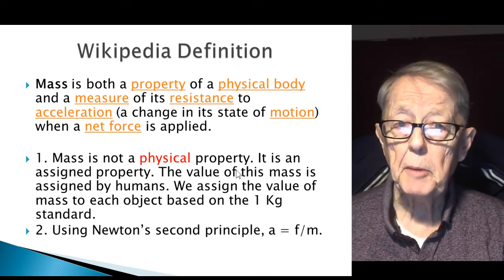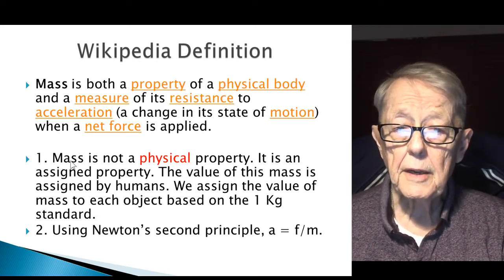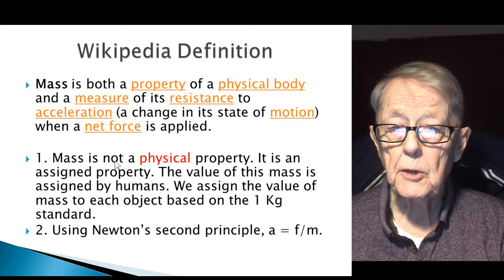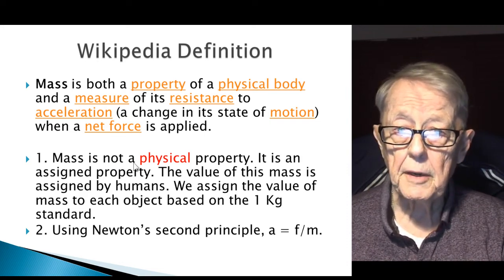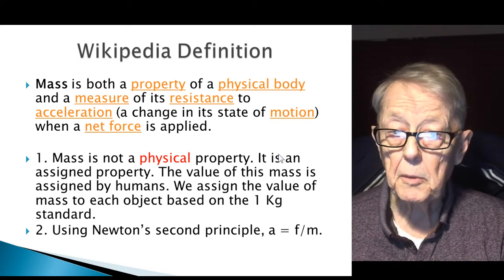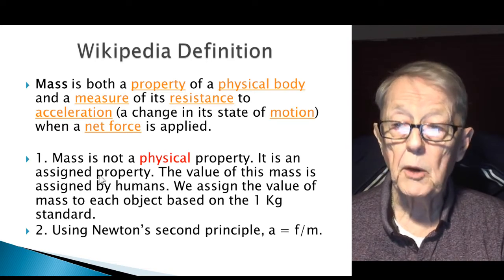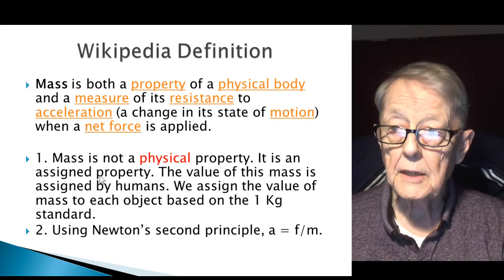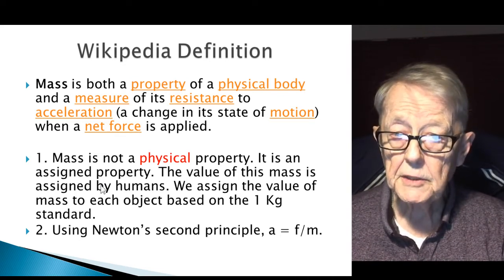One, it says it's a property of a physical body, but the particle model is going to emphasize that it is not a physical property. It doesn't say that here, but it leaves it open as to whether it's physical or not. In terms of the particle model, I claim it is an assigned property. We assign the value of mass, the concept of mass, to an object. The value of the mass is assigned by humans.